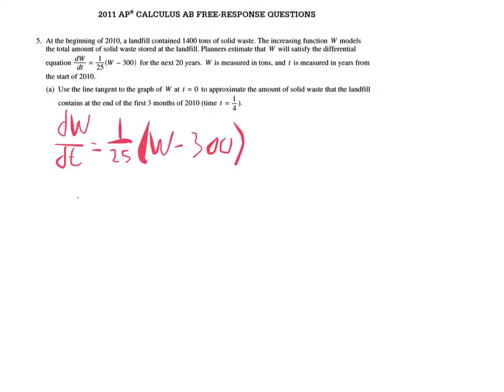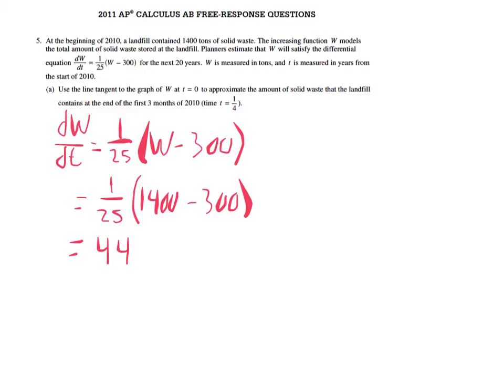So then dW/dt is going to equal 1/25 times (1,400 minus 300). And when you work that out, you would get 44. This is the no calculator allowed section, so you would have to actually think about that. You get 1,100, and then dividing by 25 cuts each 100 into 4, and then you have 11 of those, so 4 times 11 is 44. That's how I thought about that. So now we know the slope.